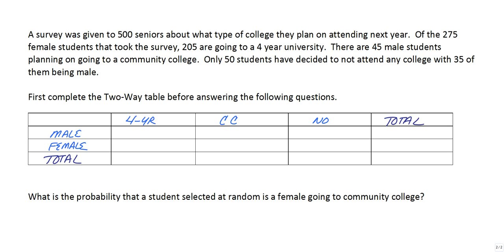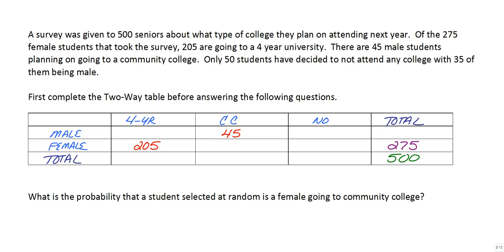So the first thing it says is a survey was given to 500 seniors. So we have a grand total of 500 seniors that took this survey. Okay? And of the 275 females that took the survey, so we now know 275 are total females. And of the 275 females, 205 of them are going to a 4-year university. So we have 205 females going to a 4-year university. Okay? And then it says there are 45 male students going to a community college. So we know that male and community college is going to have 45.